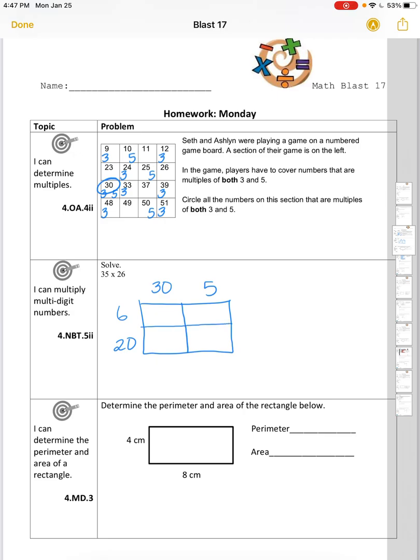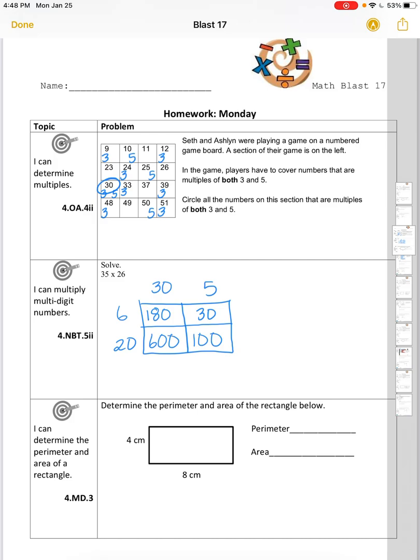And now I'm going to find the area of each of the rectangles by multiplying the factors. 6 times 5 is 30. 6 times 30 is 180. 20 times 5 is 100. And 20 times 30 is 600.